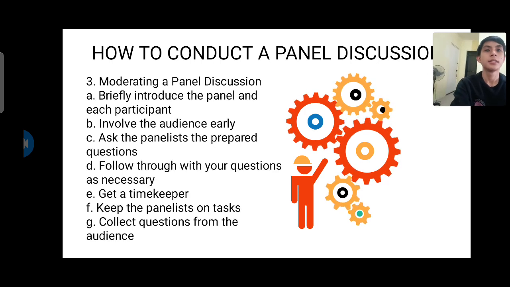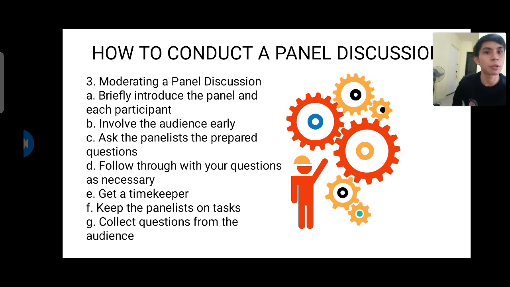Last is moderating a panel discussion proper. First, of course, briefly introduce the panel and each participant. You need to introduce their background to the audience and what they do, just so that the audience can be familiarized on how they are related to the topic or why they are chosen to speak on the panel discussion.